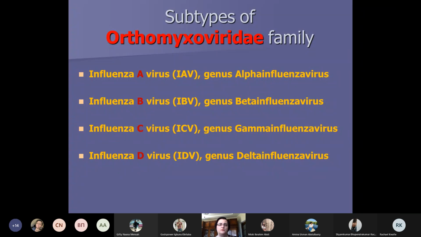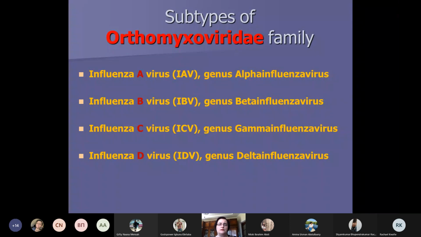Influenza B virus and influenza C virus primarily infect humans, and influenza D virus is found in cattle and pigs. Influenza A and B viruses circulate in humans and cause seasonal epidemics, and influenza C virus causes a mild infection primarily in children. D virus can infect humans but is not known to cause illness.